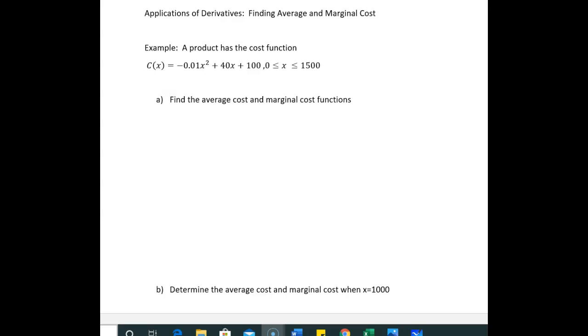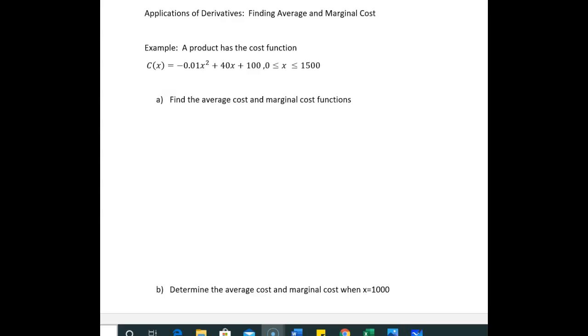Welcome. In today's lesson, we're going to take a look at an application of using a derivative. And this is actually one of the simpler applications. It's finding a marginal cost. Marginal cost is the derivative of a cost function. So if you're asked to find the marginal cost function, you're just asked to take the derivative of the cost function.